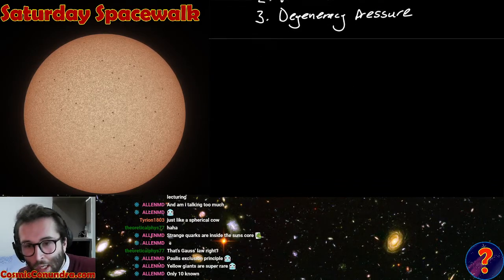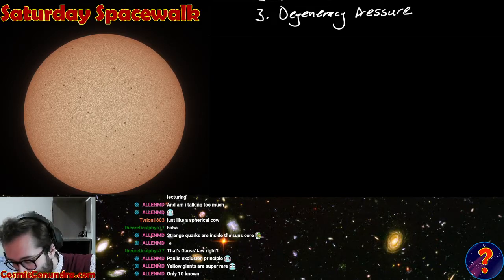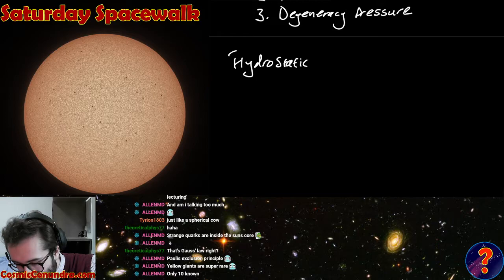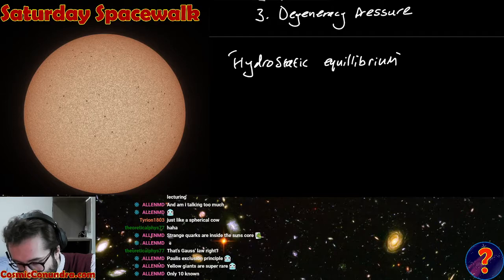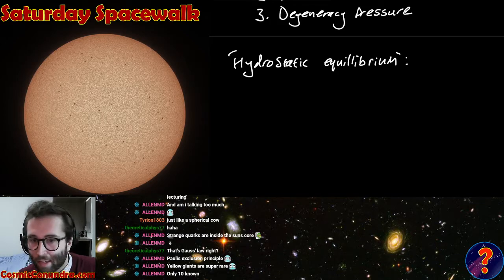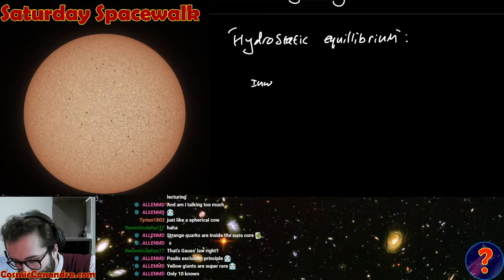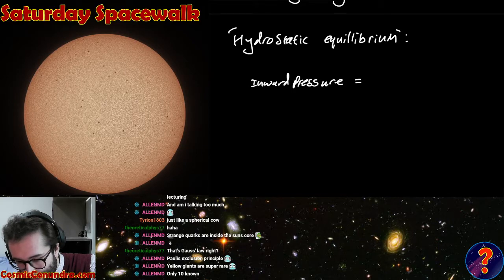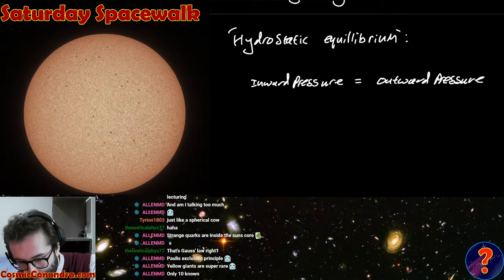Okay. And we call this balance between the inward pressure and the outward pressure hydrostatic equilibrium, where neither gravity nor the outward pressure force has the upper hand. These things are totally balanced. Okay. So this just means inward pressure equals outward pressure.